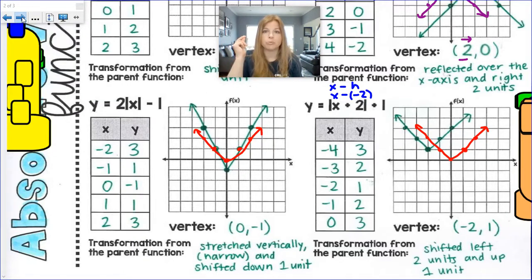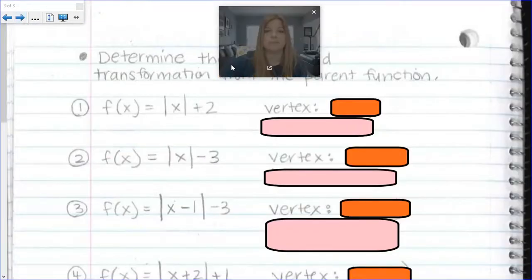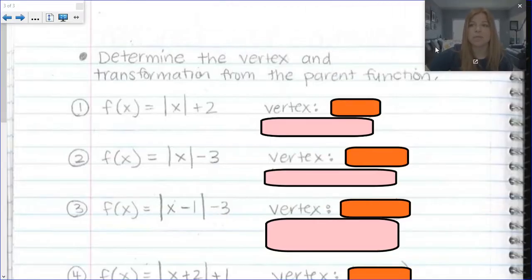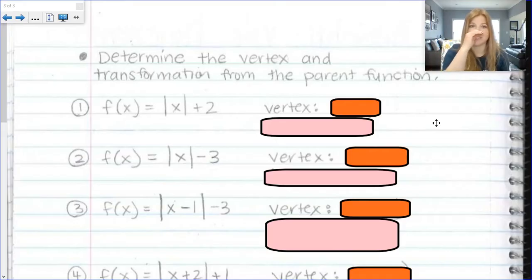Awesome. I've got some really quick problems for us to take a look at. Okay, the directions are the same for each. It says determine the vertex and the transformation from the parent function. So I'm going to go through these pretty quickly. Feel free to pause as I'm going through this so that you can try some out and then press play and see how you did.